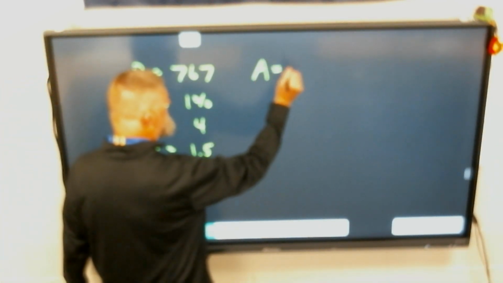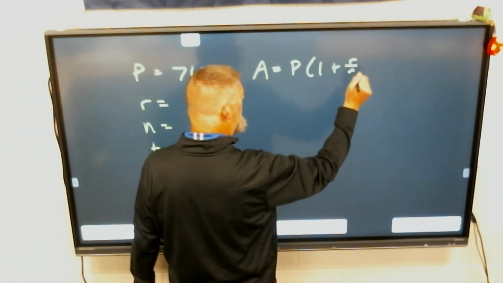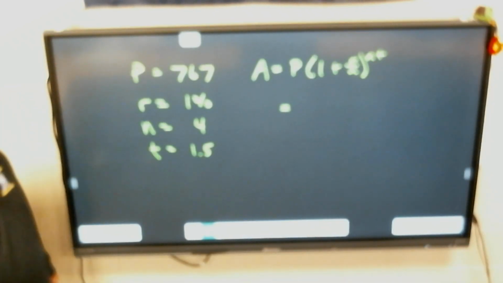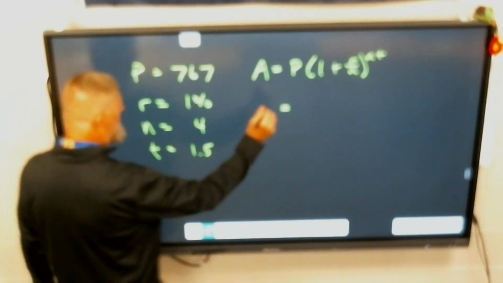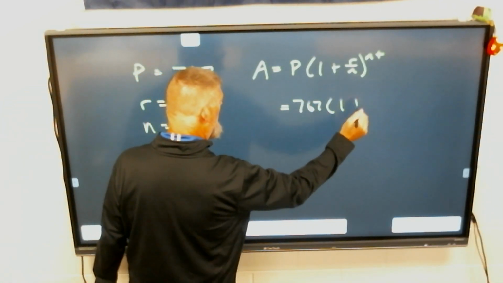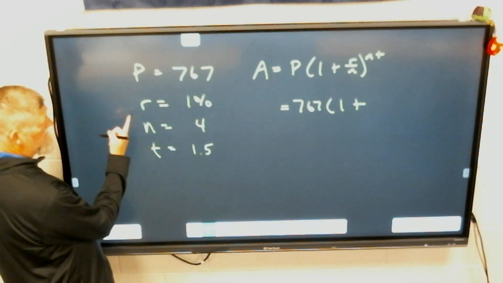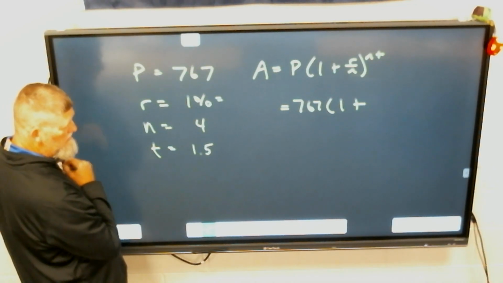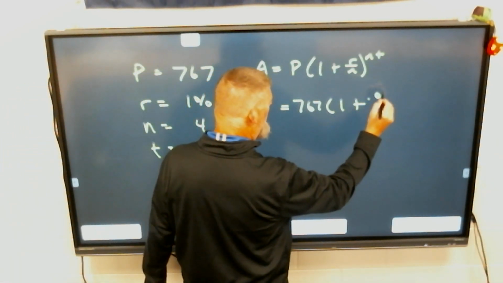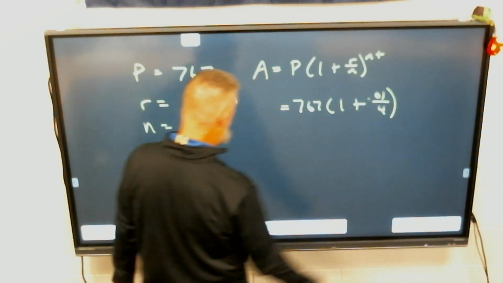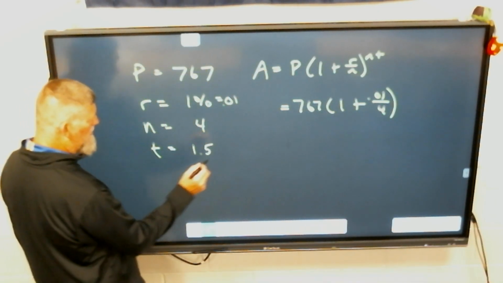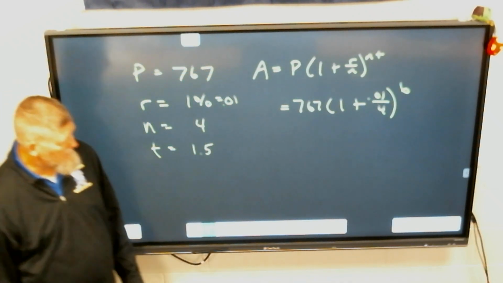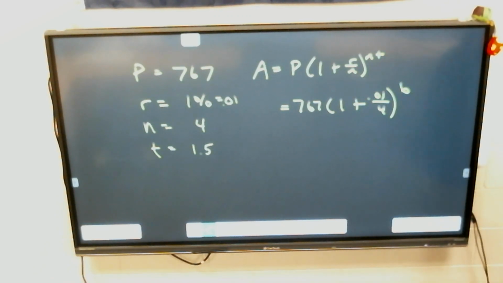So A equals P times (1 plus r over n) to the nt power. Okay. So you simply plug and chug. This is simply a plug and chug problem. 767. What do I put in for the rate? Not 1. What's the decimal? Oh, 0.01. So 0.01 over 4, quarterly, to the n times t. So I'm just going to put in a 6 power, because 4 times 1.5 is 6. And then you just plug it in the calculator and get your answer.